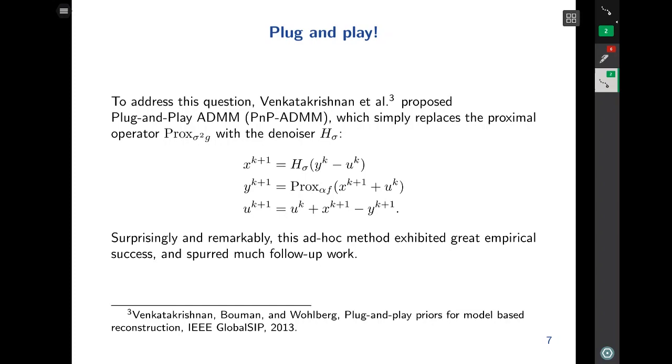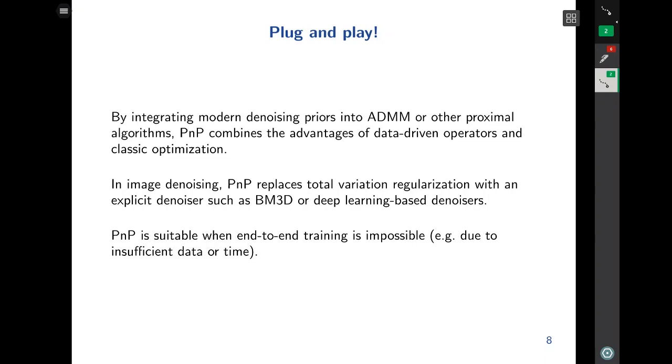By integrating modern denoising priors into ADMM or other proximal algorithms, plug-and-play combines the advantage of data-driven operators and classic optimization. For example, in image denoising, plug-and-play replaces total variation regularization with an explicit denoiser such as BM3D or a deep learning-based denoiser. Plug-and-play is particularly suitable when end-to-end training is impossible due to insufficient data or insufficient time.